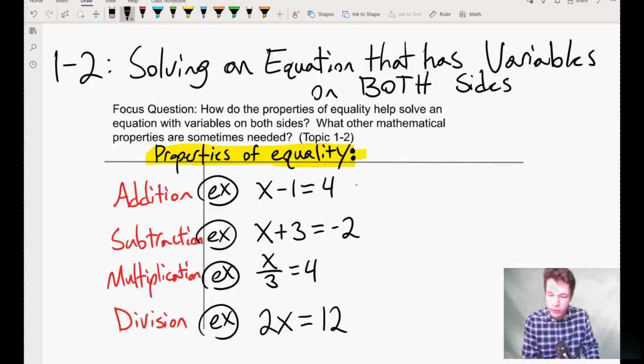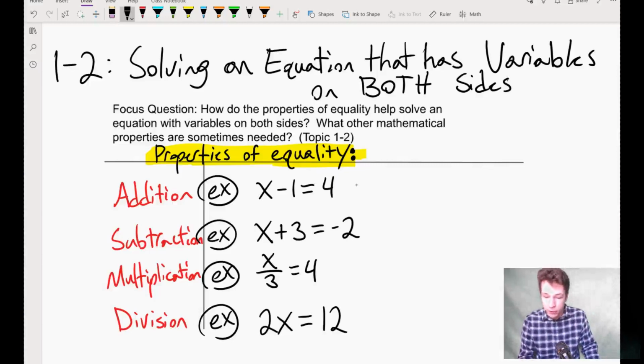1-1, solving an equation that has variables on both sides. That's what we're doing today. You might remember last time we went over multi-step equations. This is kind of just an expansion on that, and tricks to get the equation looking how you want it, so that way you can solve it effectively.